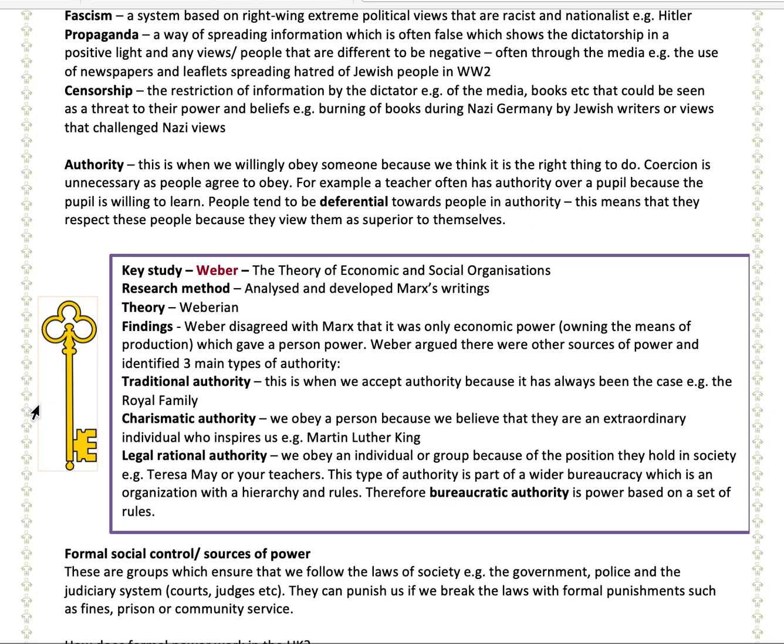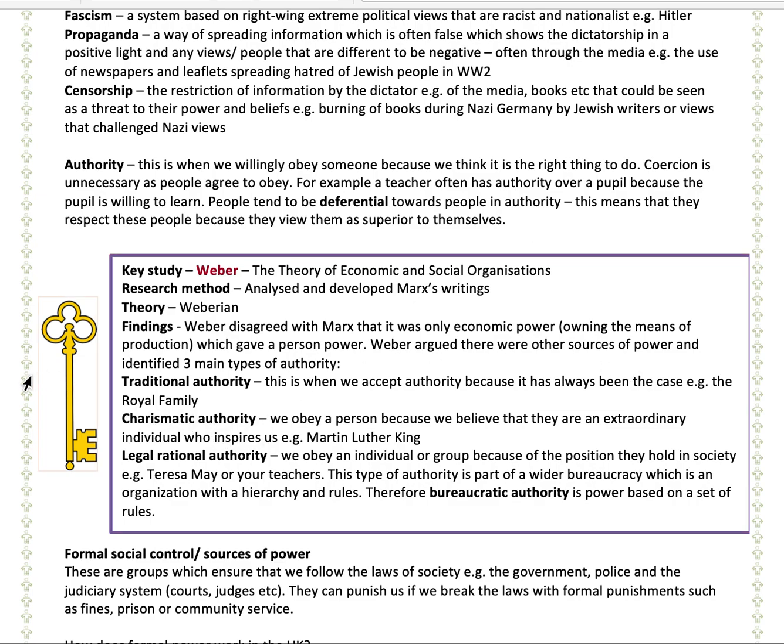For example, the royal family, and then if it was a 3 mark question on what traditional authority is, you can say, accept it's always been the case, the example is the royal family, and then you could say like people tend to be deferential because they view them as superior, they have higher status in the society. And this is a Weberian perspective.